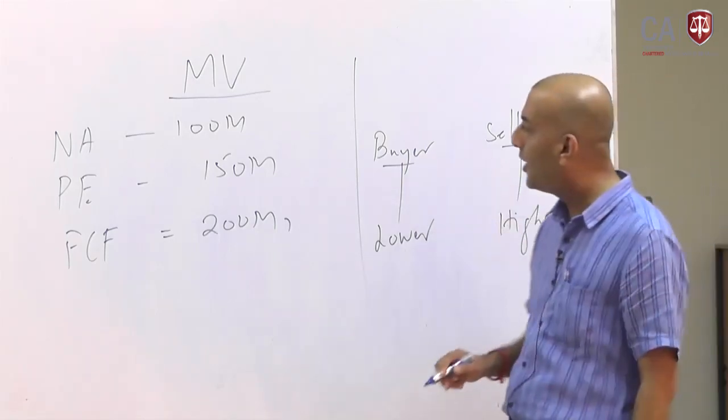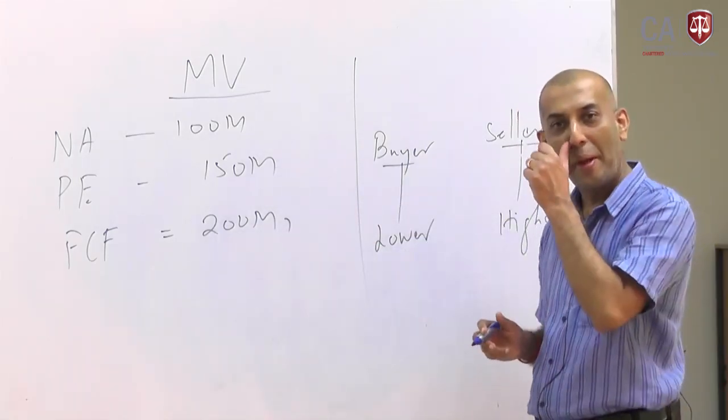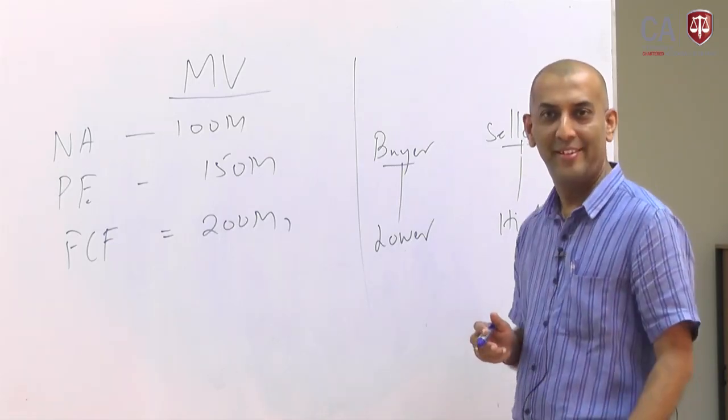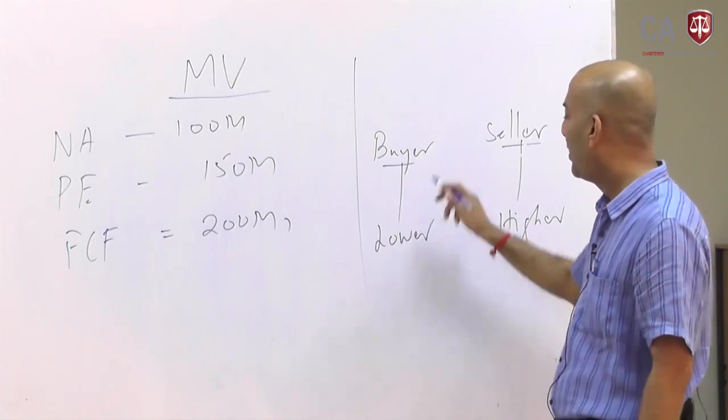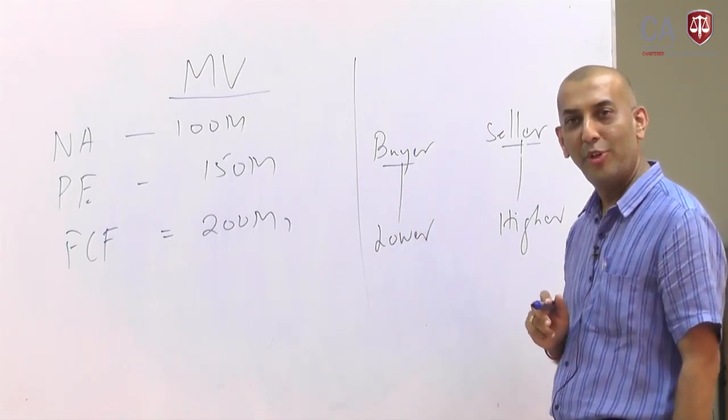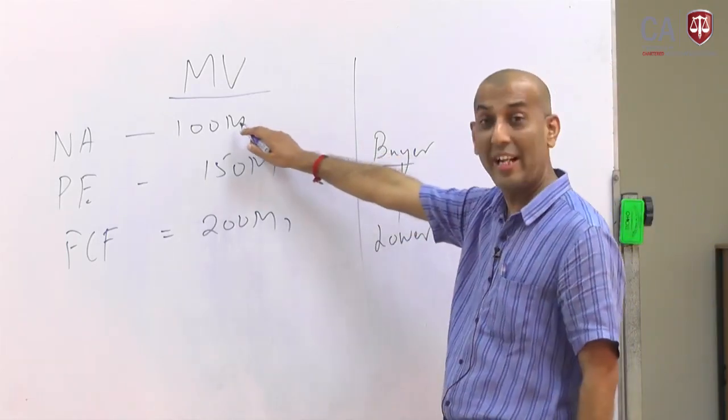As a buyer, where do you start? You have 100 million, 150 million, 200 million. You want to give a lower value. So you might start at the lowest, at 100.